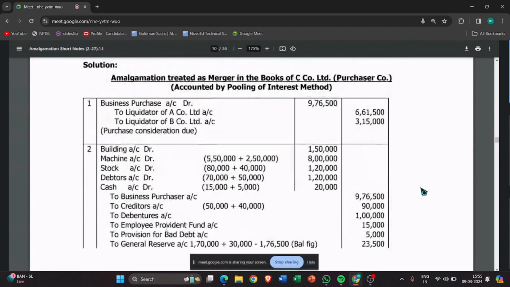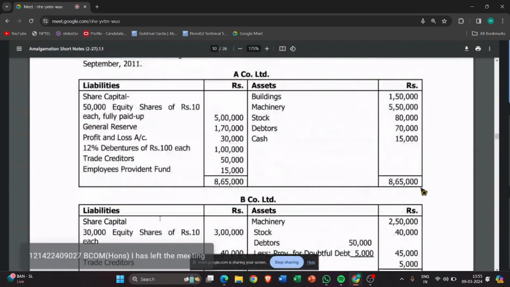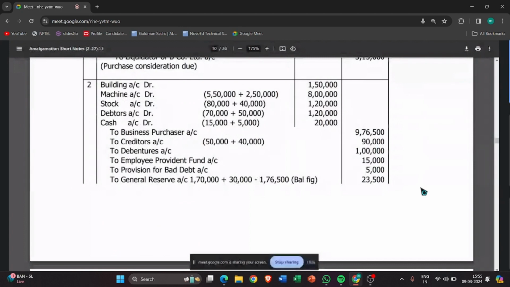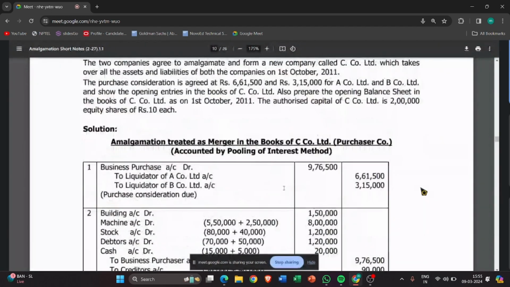Right? Then the general reserve of both the companies put together, it is 1,50,000 plus P&L is 30,000, right? And now you'll have to check the difference between the purchase consideration and the net assets. That will be written as the balancing figure.